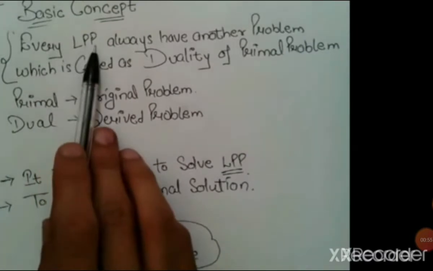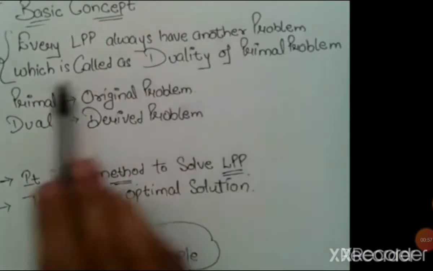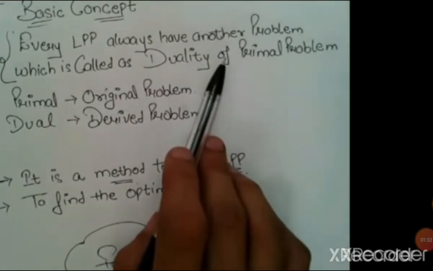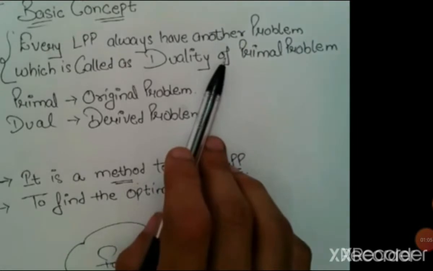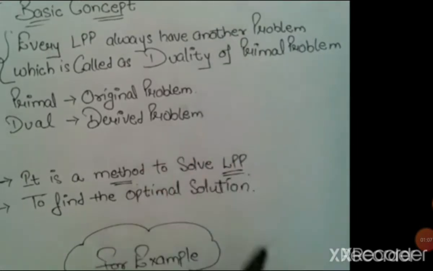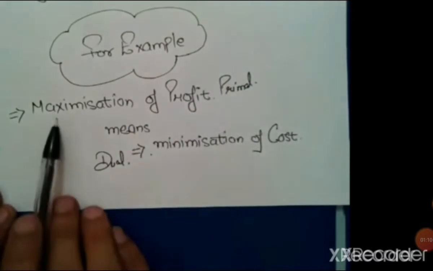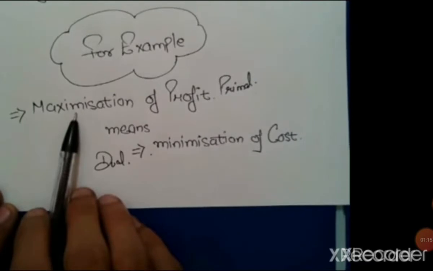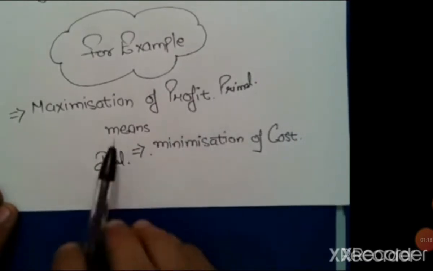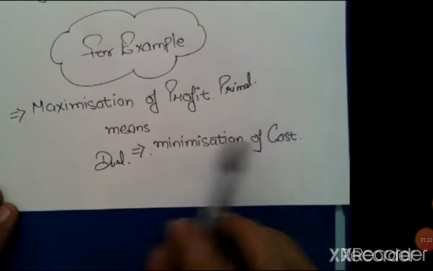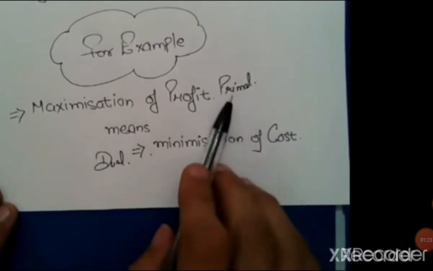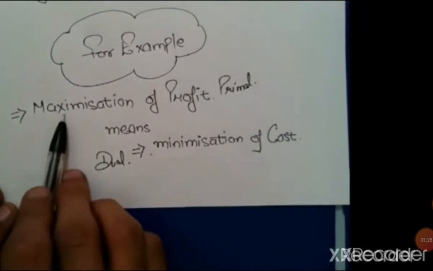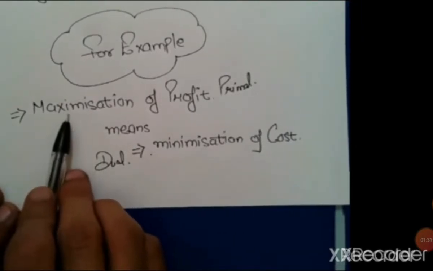So let us first discuss the basic concept. Every linear programming problem always has another problem, which is called the duality of the primal problem. For example, if maximization of profit is the primal, then minimization of cost is the dual problem. If you want to maximize profit, you can do it by adjusting something. The second problem is to minimize the cost, and then you also increase the profit.